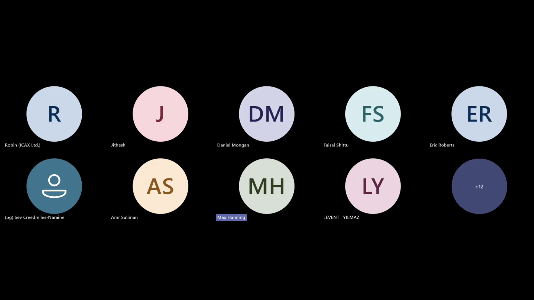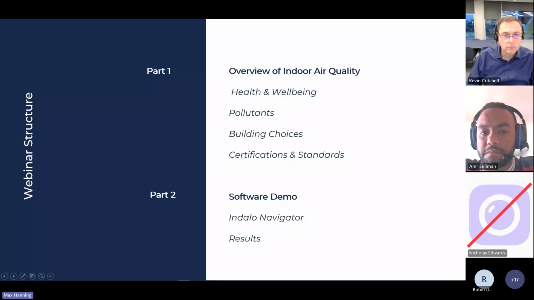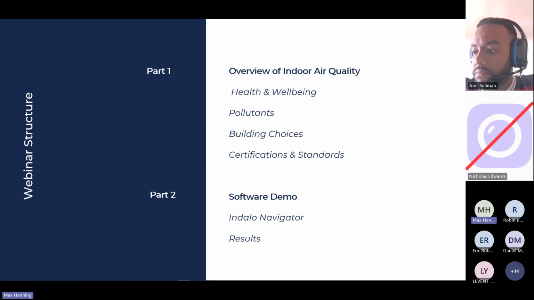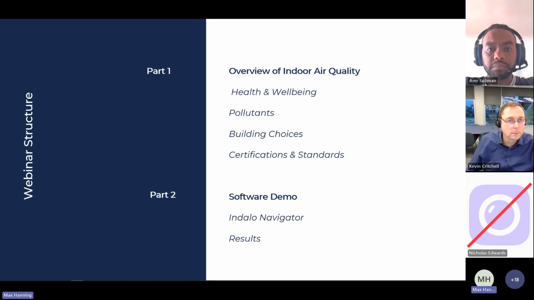Today's webinar, the importance of indoor air quality. So we'll start with a general overview of indoor air quality. We'll look at its impact on health and well-being, the different types of pollutants that are typically measured, the impact our building choices can have on indoor air quality, and also some relevant certifications and standards concerning indoor air quality as well. We'll then move on to a live demonstration of indoor air quality assessment using an IESVE model.